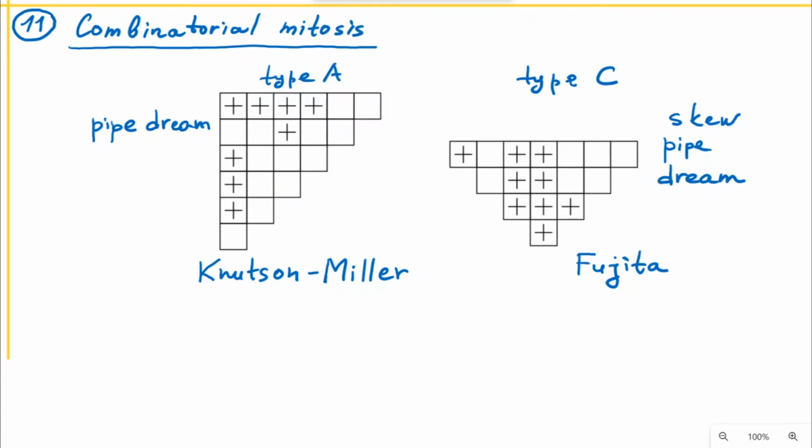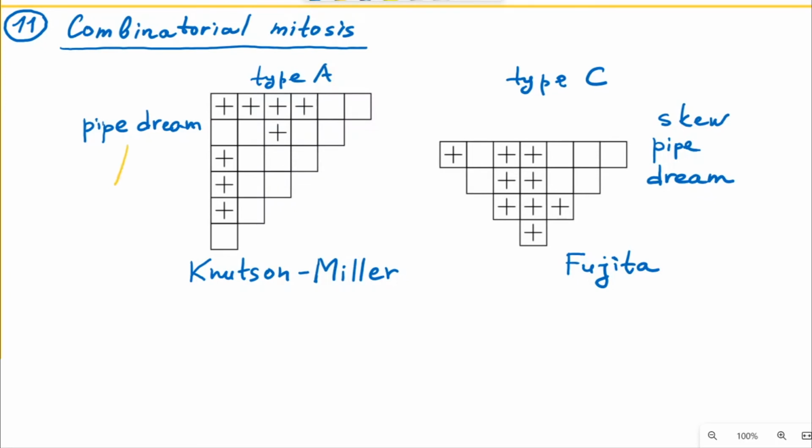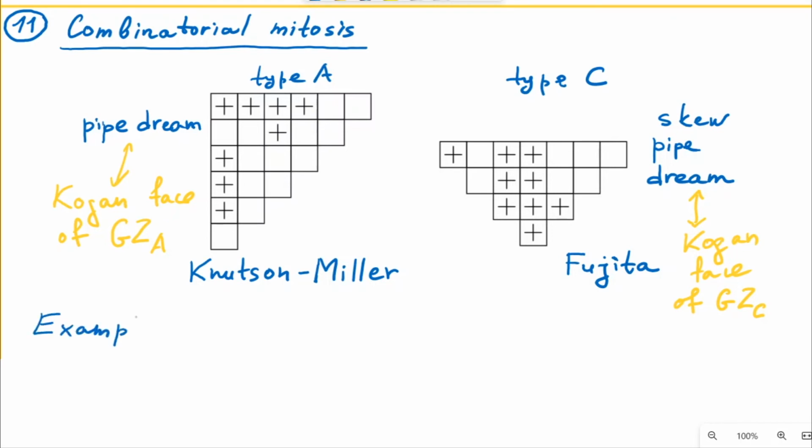What is important here is that pipe dreams are in natural projections with faces of Gelfand-Zetlin polytopes. Not with all faces, but with those faces that do contain the Kogan vertex. And such faces are called Kogan faces. So combinatorial mitosis can be formally extended to an operation on faces of Gelfand-Zetlin polytopes. And it turns out that this operation has geometric meaning in terms of Pukhlikov-Khovanskii rings.